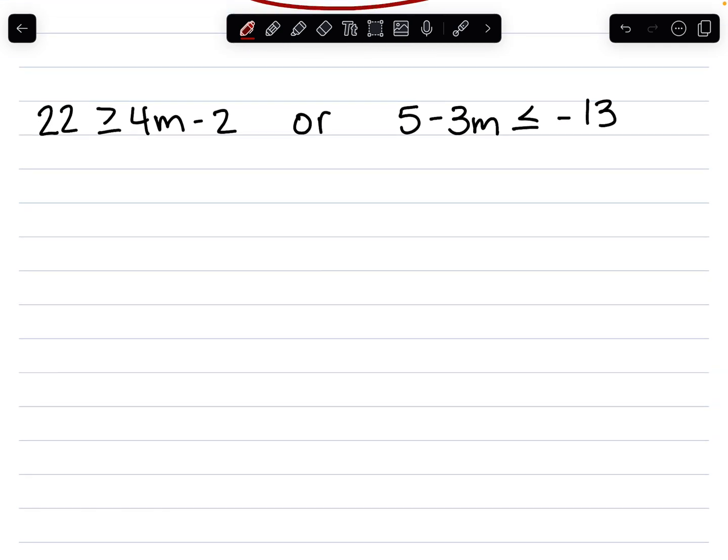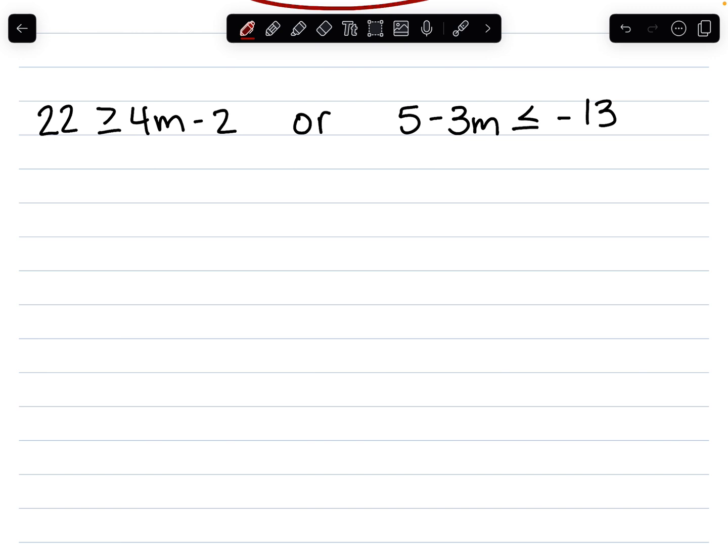All right. Here, they do want us to graph. But before I graph, what do I have to do to each inequality? Solve for m. Okay, so we have 22 is greater than or equal to 4m minus 2, or 5 minus 3m is less than or equal to negative 13. Do you do both of them? We are going to do both of them, yeah.